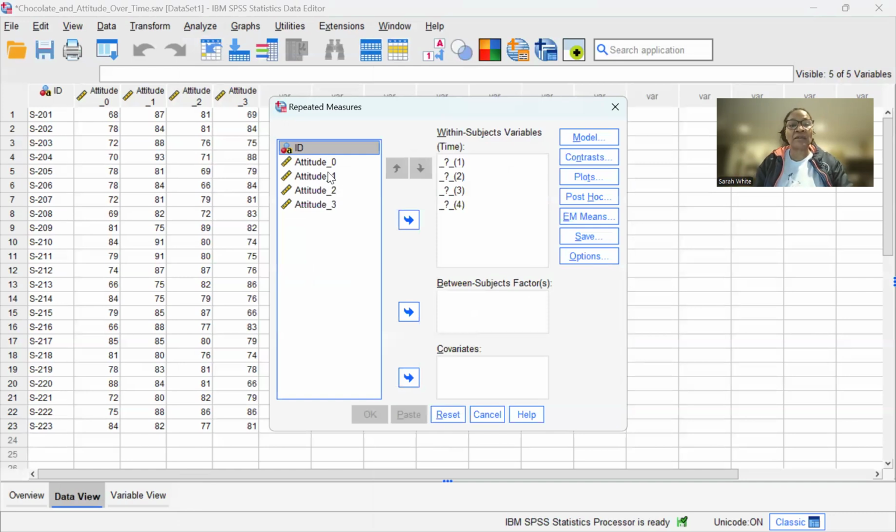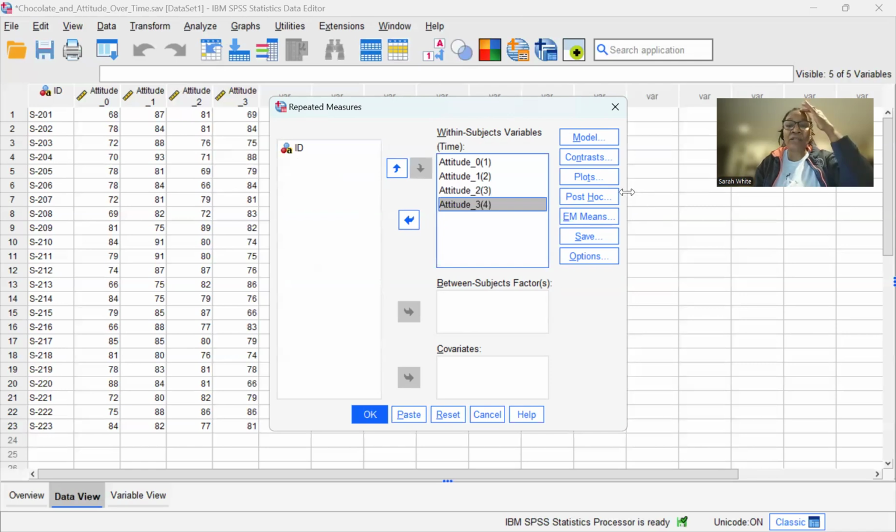Now here we see each of those time frames identified, and we want to move those all over to the within-subjects variables in order. So we'll go ahead and do that now: attitude 0, attitude 1, then attitude 2, and attitude 3.